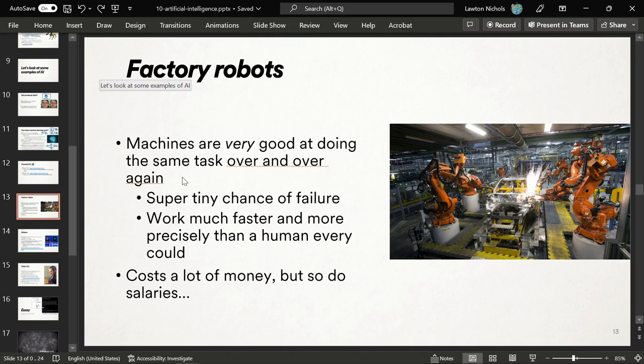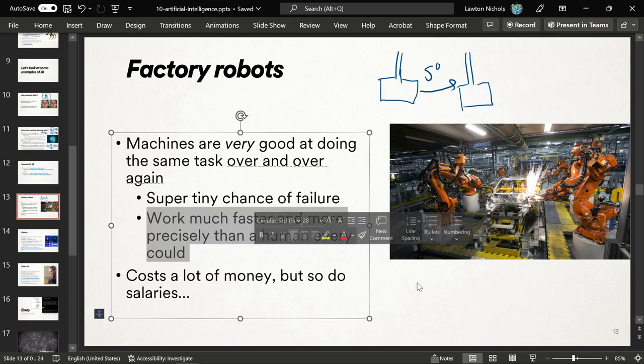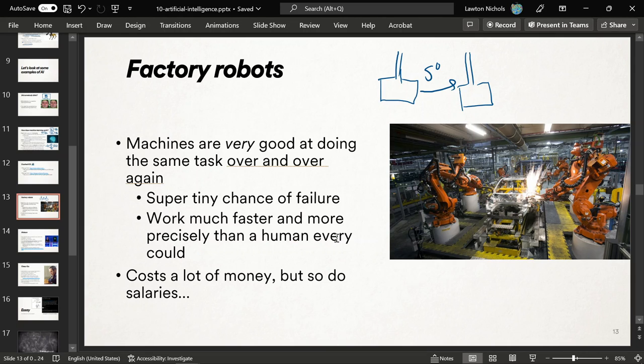Because machines are really, really good at doing the same thing over and over again, right? They can be like, okay, here is my thingy. Here's my little lever arm or something. You can tell your factory robot to move that exactly 5 degrees, and it would do it for you, right? No human could move it exactly 5 degrees. That's beautiful. It's very, very precise. It's very hard to fail. You just oil it enough, it'll always work. Works faster than a human, more precisely than a human could.